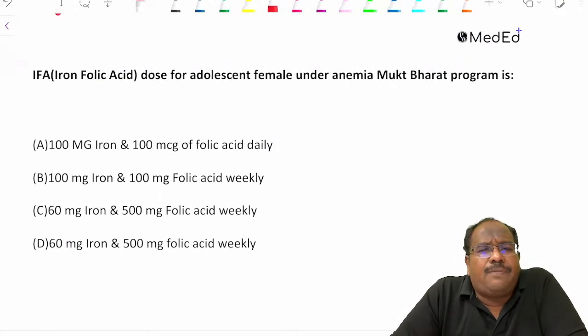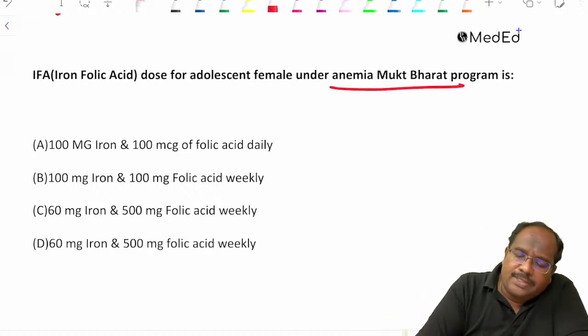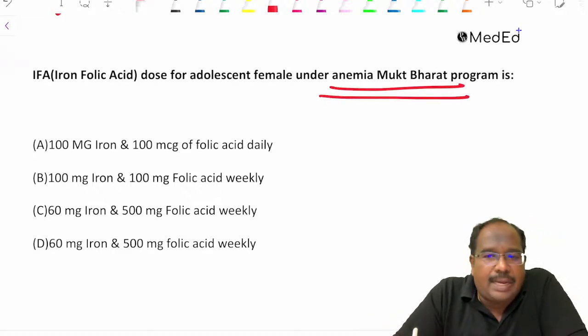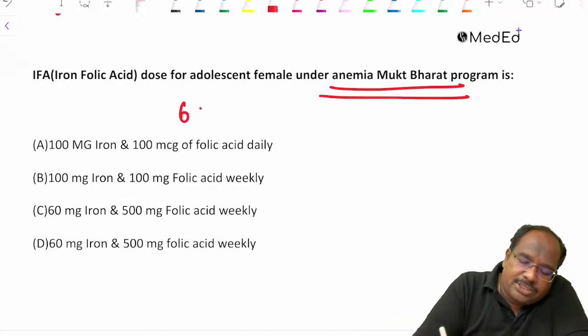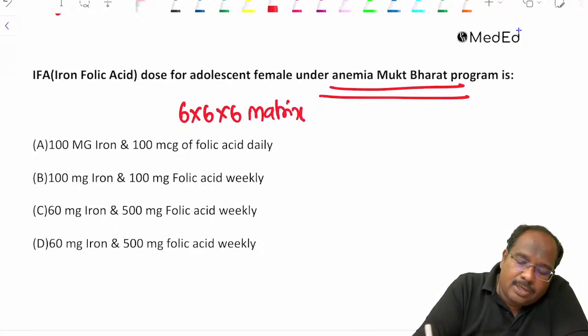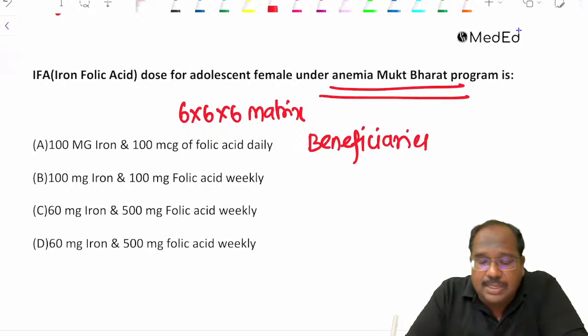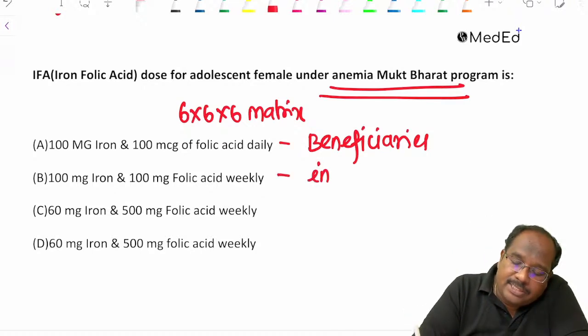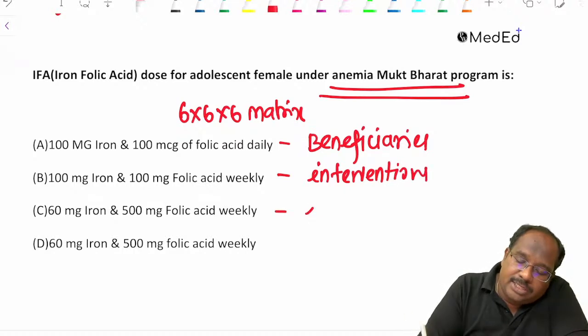Iron and folic acid for adolescent females under Anemia Mukt Bharat. So we have this Anemia Mukt Bharat National Iron Plus Initiative. It has the 6x6 interventions, a matrix. So what do the 3 sixes represent? 6 beneficiaries, 6 interventions we are going to do, and 6 institutional mechanisms we are going to use.